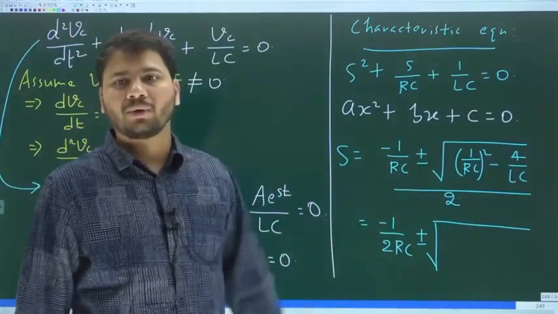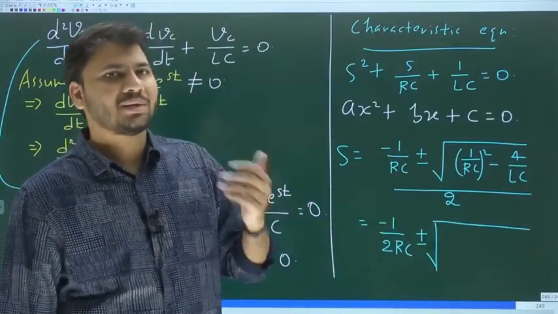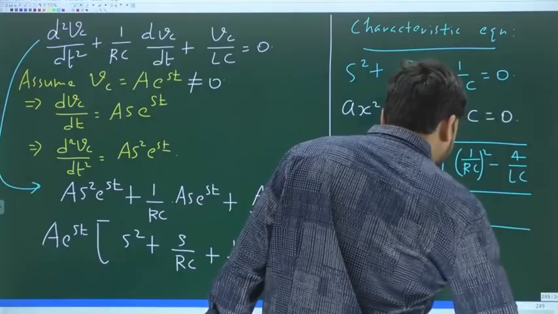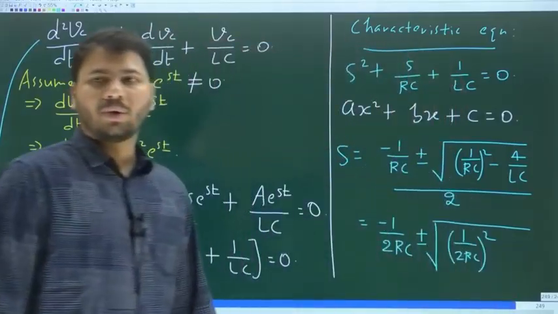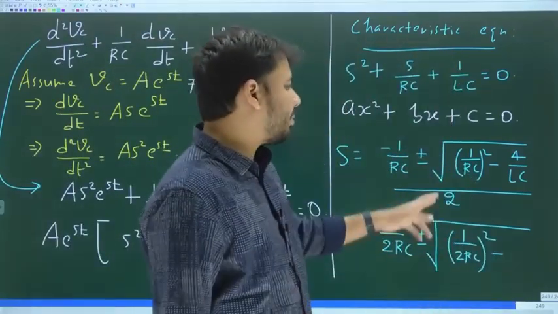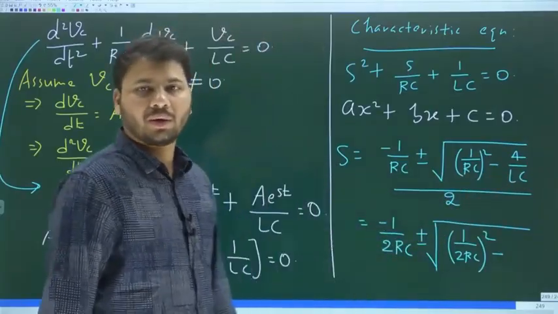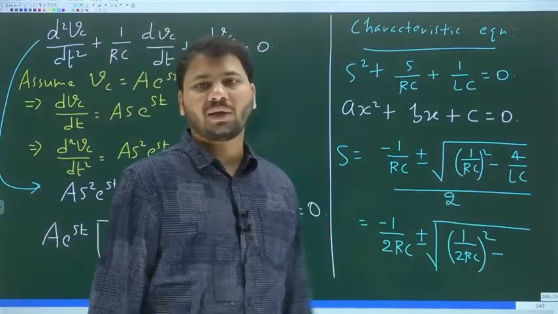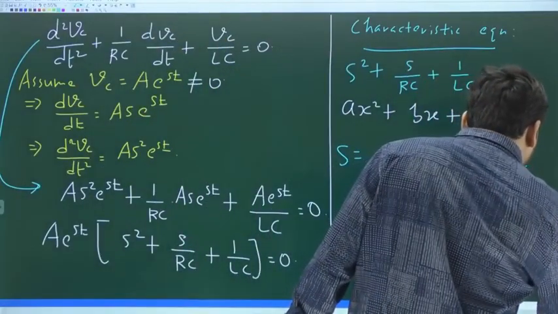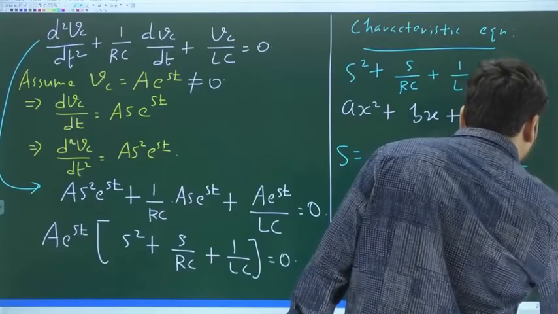1 by 2, if it goes inside the root, it becomes 1 by 4. 1 by 4 into 1 by RC whole square, is it not 1 by 2 RC whole square? So inside the root, the first term can be written as 1 by 2 RC whole square minus, you say again 1 by 2, when it goes inside the root, it becomes 1 by 4. 1 by 4 into 4 is 1. And this 1 by LC, I'll write it as 1 by root LC square. Okay, 1 by LC, because 4 and 4 will get cancelled. I'm going to write it as 1 by root LC square.